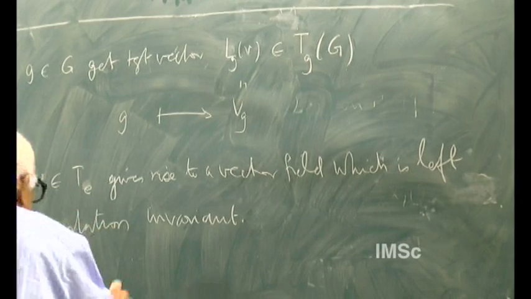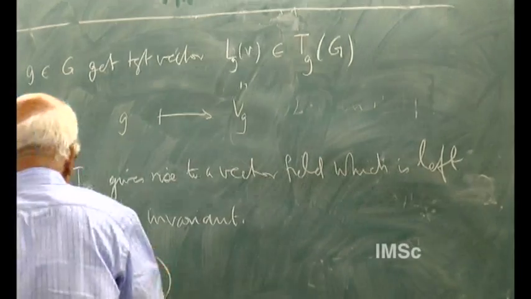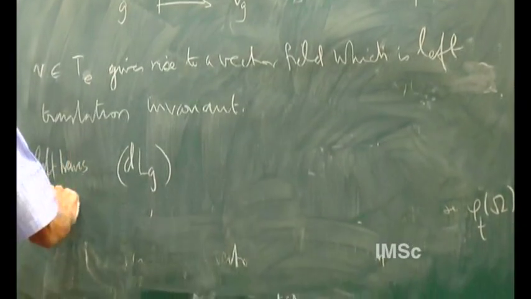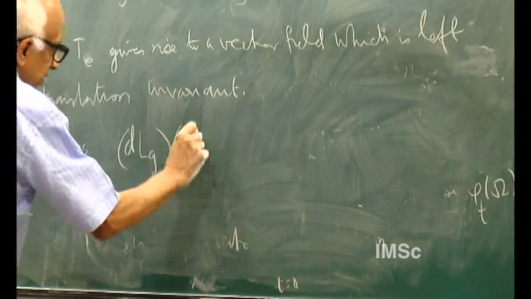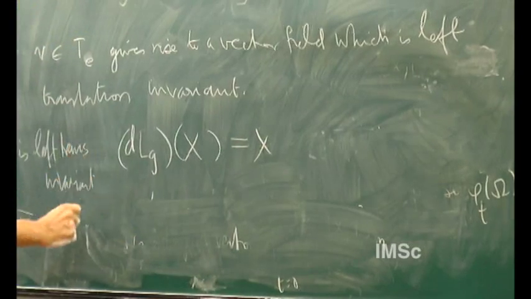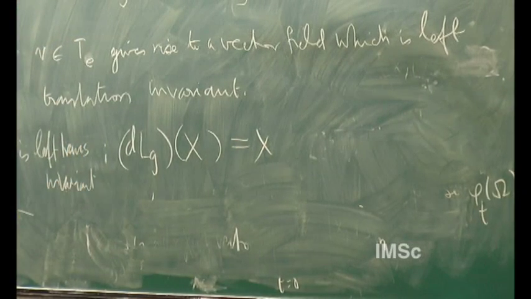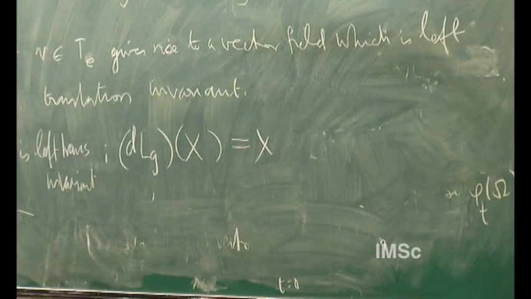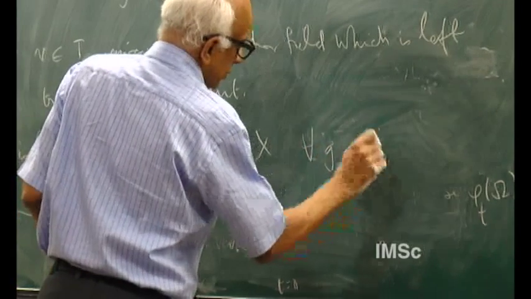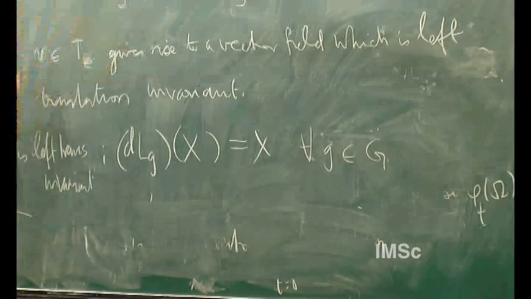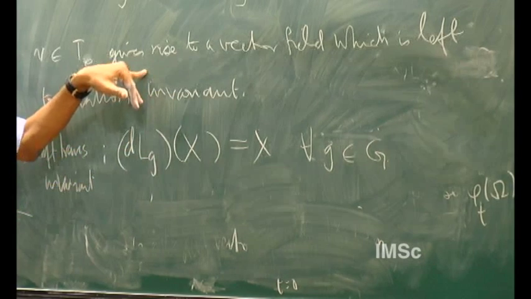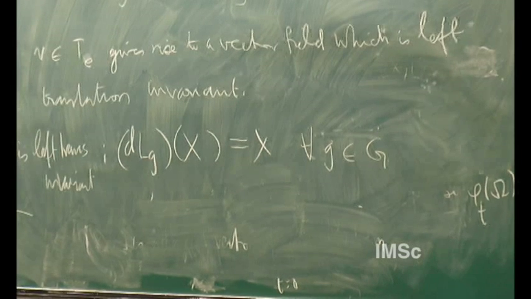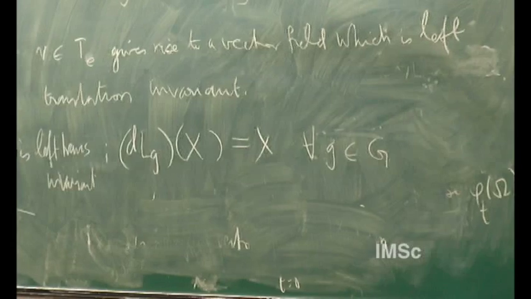So what this means is, say X is left translation invariant, means dL_g of X equals X. The induced map at the vector field level takes X into itself for every g in G. Because all the group operations are analytic, it's quite easy to see that this left invariant vector field which you get is necessarily analytic. So for every vector in the tangent space at identity, you get a left invariant vector field.